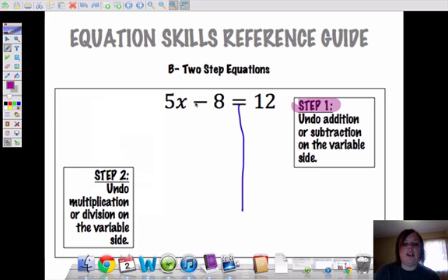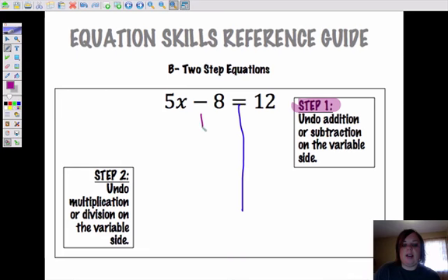So here it is a minus 8. To eliminate that, I am going to add 8. And if I add 8 to the left, I have to add 8 to the right as well. Now the minus 8 and the plus 8 cancel out, they're gone, and then I have 12 plus 8, so that gives me 20. And on this side, I have 5x.